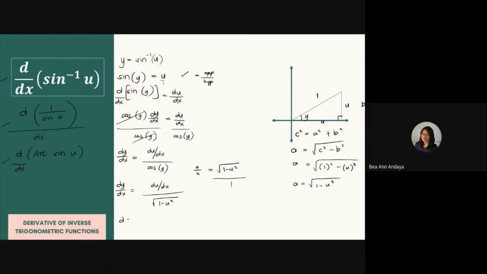The derivative of inverse sine of u, or pwede rin namang the derivative of arc sine of u with respect to x, is basically the one that we have derived: the du all over dx divided by the square root of 1 minus u squared. Again, u is the angle for this particular function.